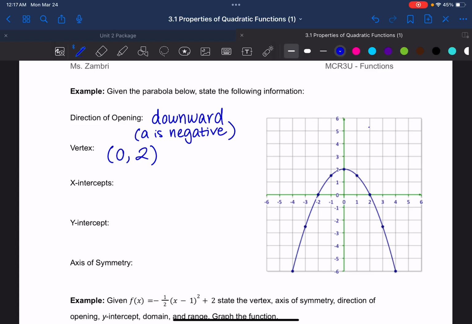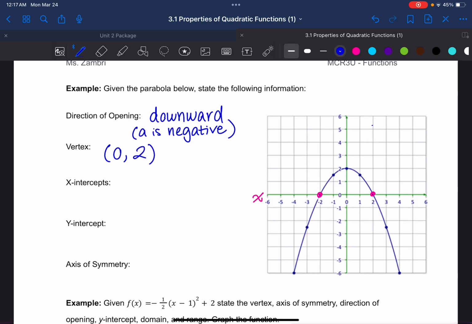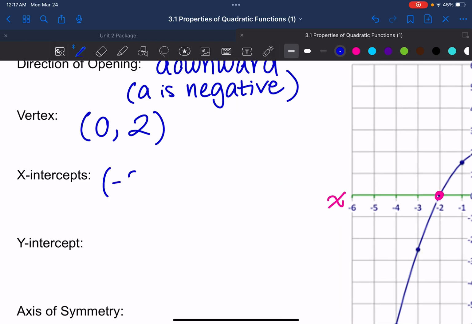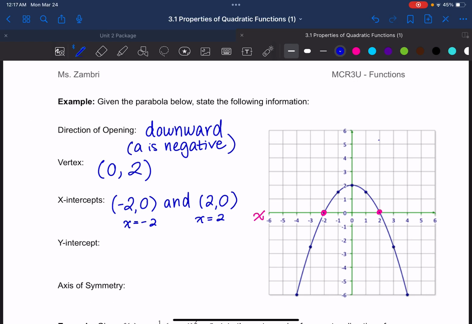If I'm looking for x-intercepts, I'm looking for where it is crossing this line, the x-axis, which it looks like I'm crossing at 2 points. I'm crossing at -2 and 2. You can list them as coordinate points, so (-2, 0) and (2, 0). I'm also okay with you just stating x equals -2 and x equals 2 if you want to state that as well. Both are equivalent.